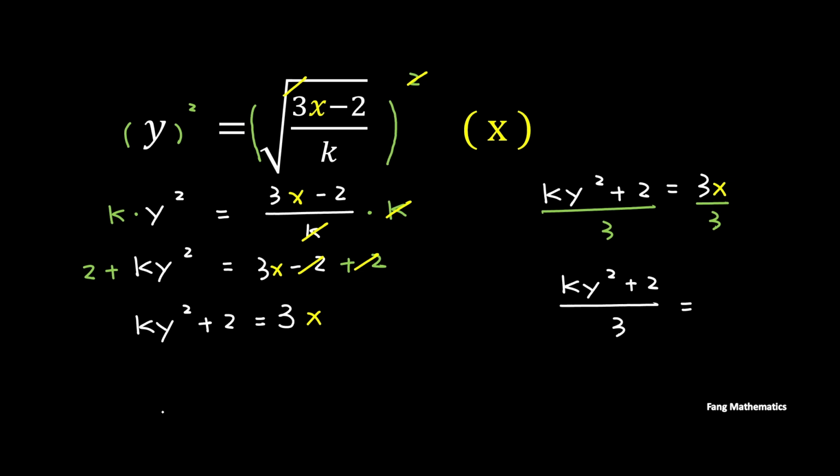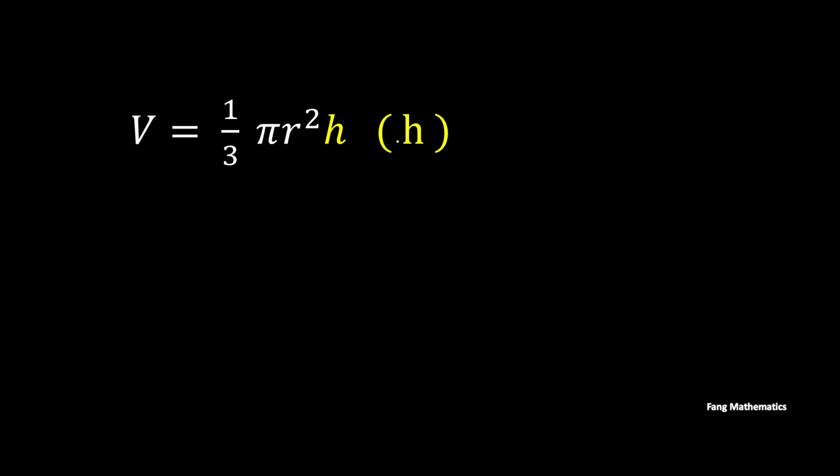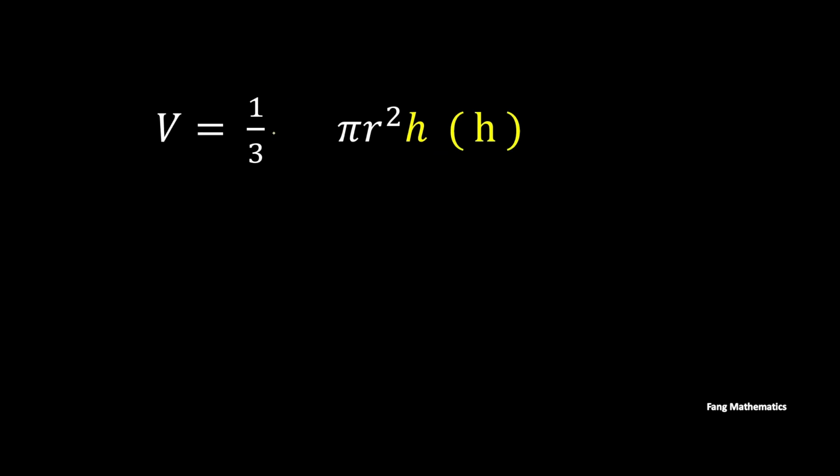Moving on, we are to make h the subject of the formula. If you look at the right, I believe this 1/3, pi, r squared, they are all multiplied to h. And in order for us to get rid of them, the best way is for us to divide them or multiply by their reciprocal. So let's first look at the 1/3, and let's get rid of the number first before we get rid of the variables.